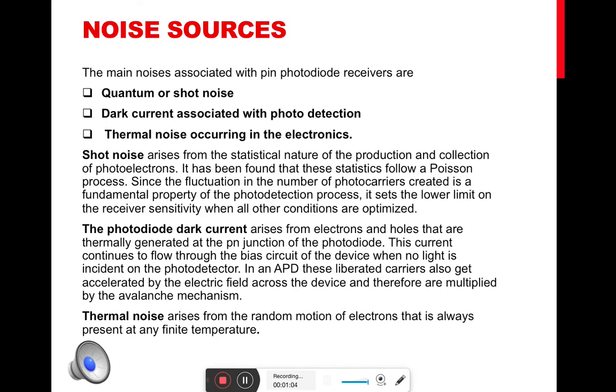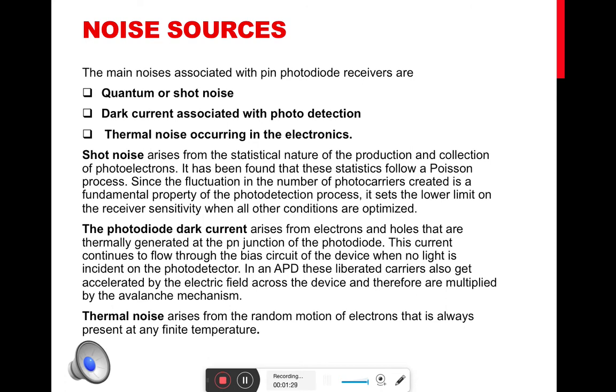So, this noise comes with the photoelectrons that are generated when the light is incident on the photodiode. This shot noise has a direct linkage with the photodetection process. That is, it sets a lower limit on the receiver sensitivity when all other conditions are optimized.